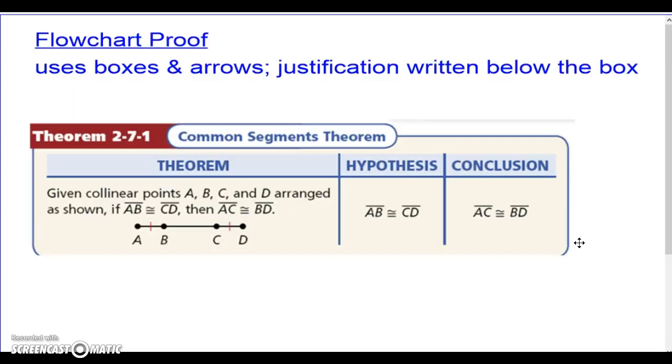Okay, so today, flowchart proofs. We use boxes with arrows in a flowchart proof. The boxes contain statements, and we put the justification for those statements underneath each box.